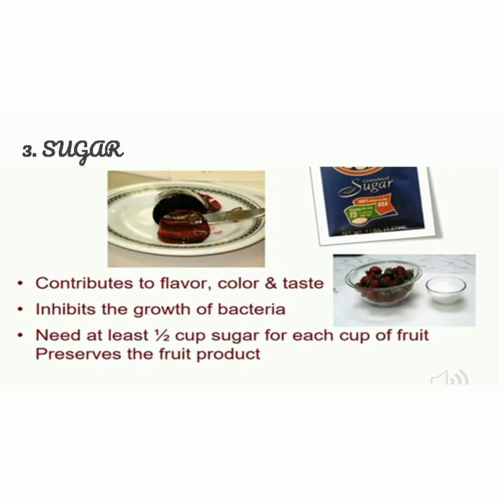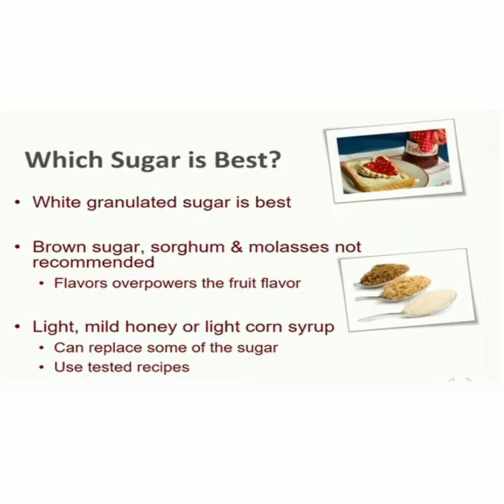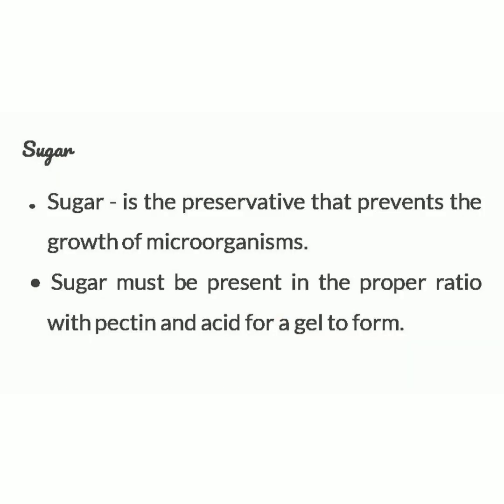Next ingredient is sugar. Sugar contributes to the flavor, color, and taste. It inhibits the growth of bacteria. Which sugar is best? White granulated sugar is best for preparing jam. Brown sugar, sorghum, and molasses are not recommended. Sugar is the preservative that prevents the growth of microorganisms. Sugar must be present in the proper ratio with pectin and acid for a gel to form.